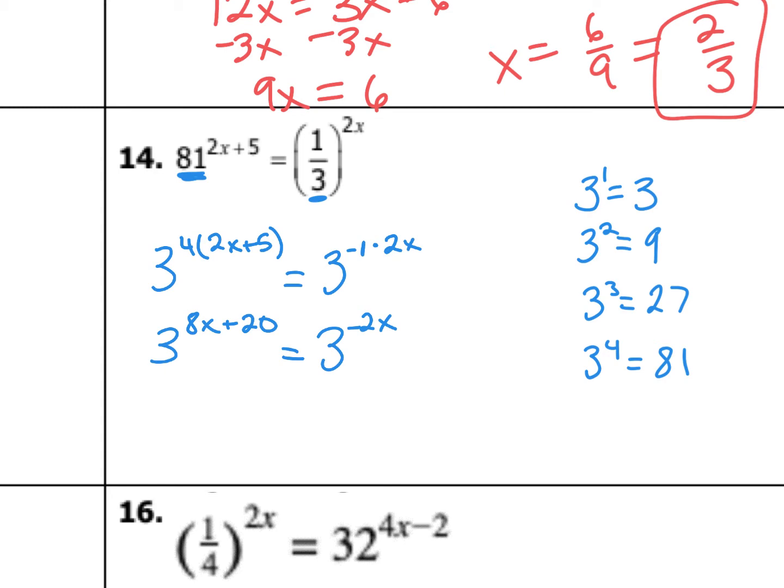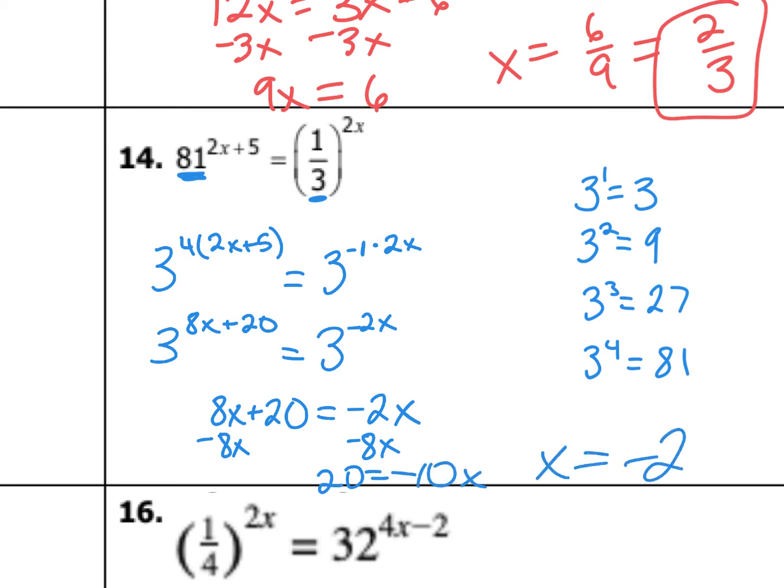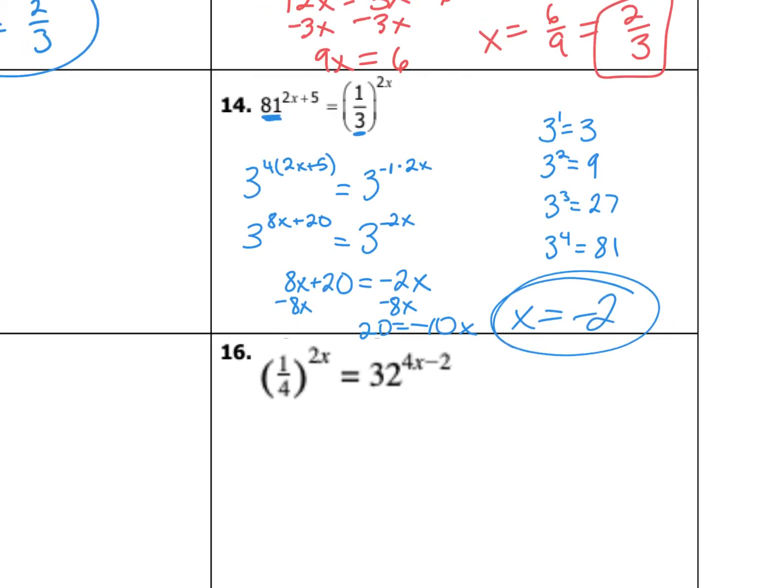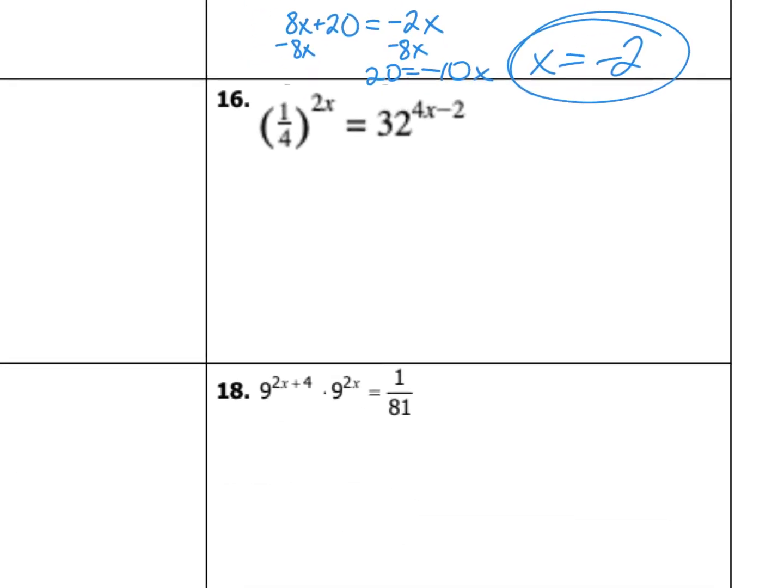So now what? Yep, set it equal to each other. And subtract the 8x over. So 20 equals negative 10x, and what does x equal? Negative 2. Good. Okay. Last one for this page, and then we're going to move on to the next thing.